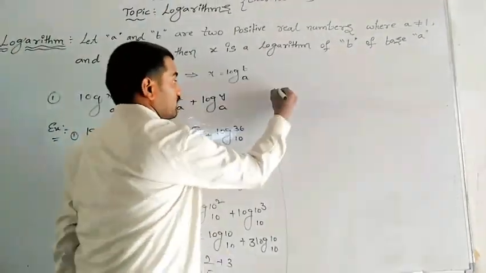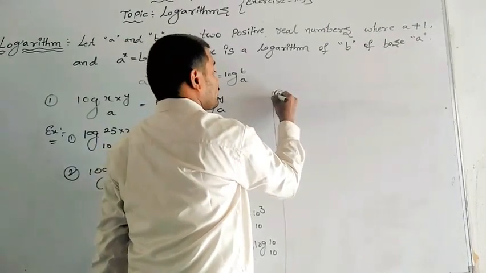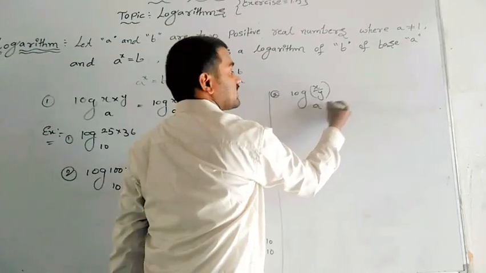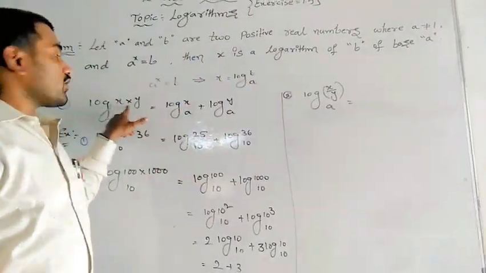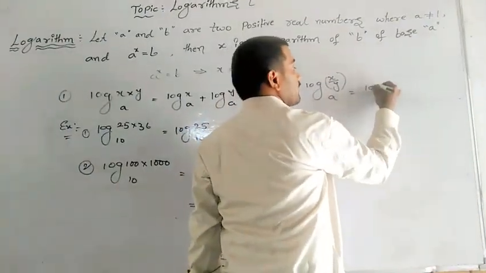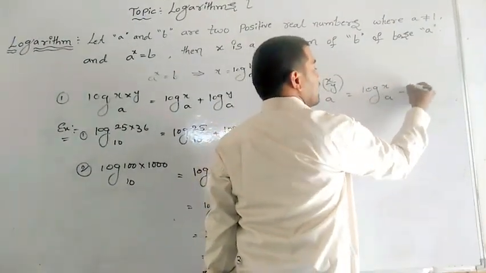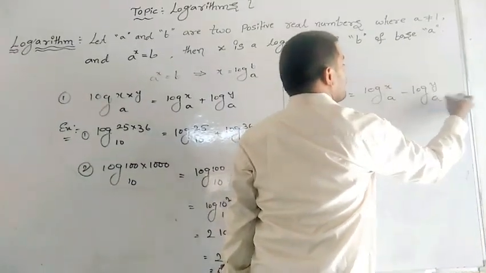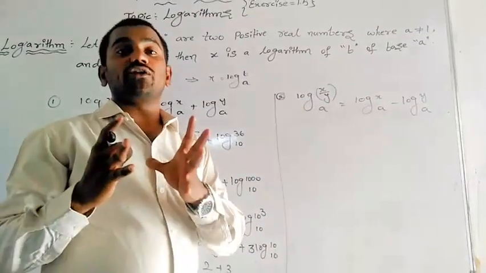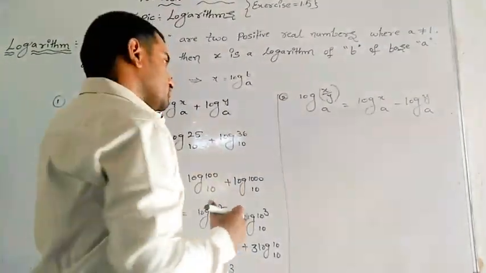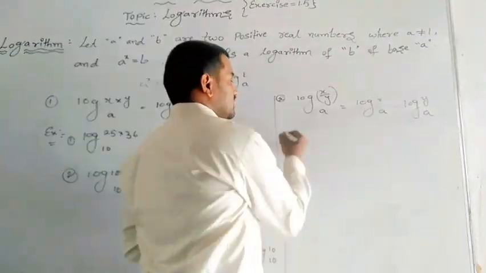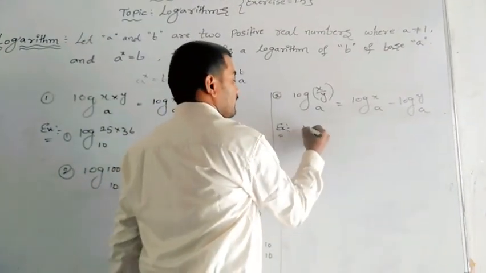The second formula: log x by y, base a, equals... Here it was a product; here it is a quotient, that means division. Let's see: log x base a minus log y base a. Here it is known as the quotient rule. When you are dividing, you get the quotient. This is called the quotient rule. Let's take some examples in the quotient rule.